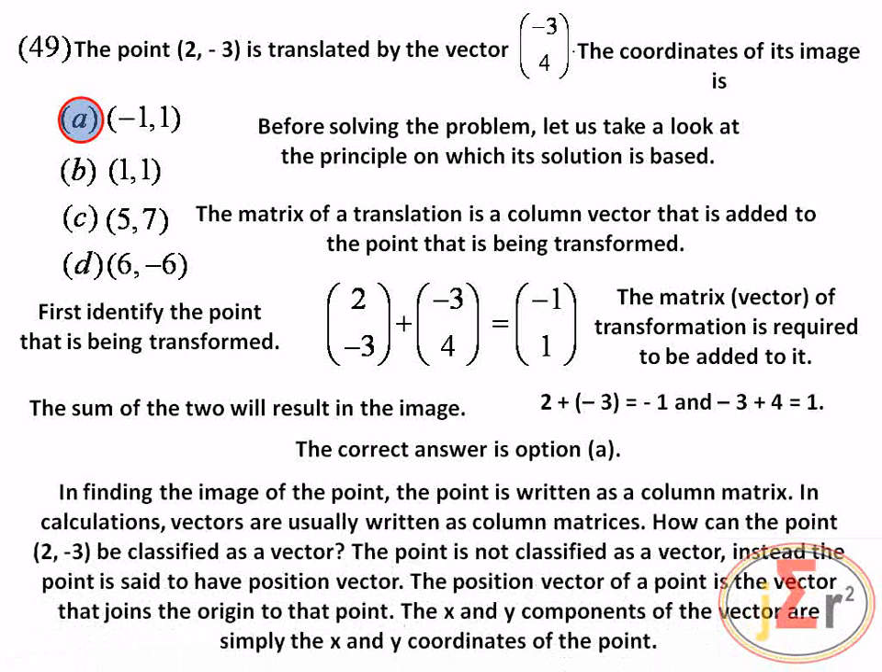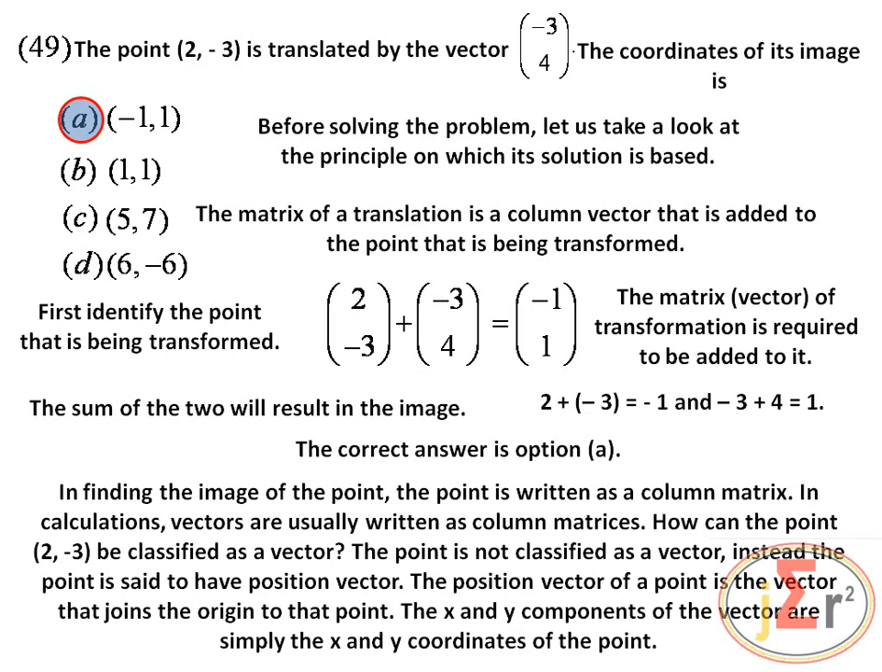In finding the image, the point is written as a column matrix. In calculations, vectors are usually written as column matrices. How can the point (2, -3) be classified as a vector? Yes, we have it right here, (2, -3). How can it be classified as a vector? Or is it? The point is not classified as a vector.